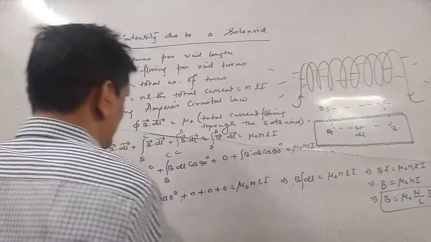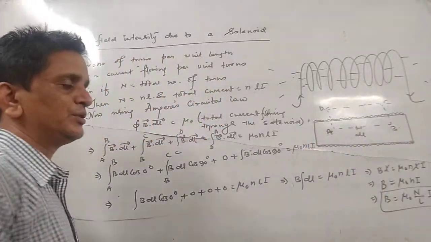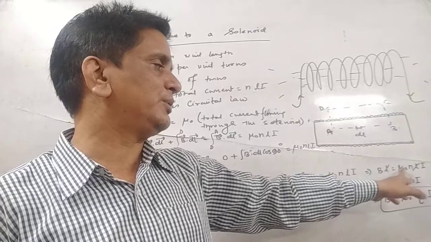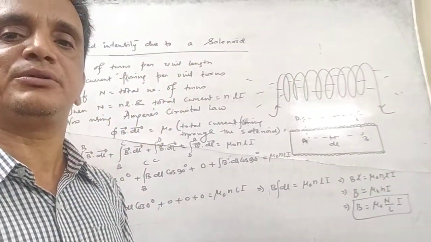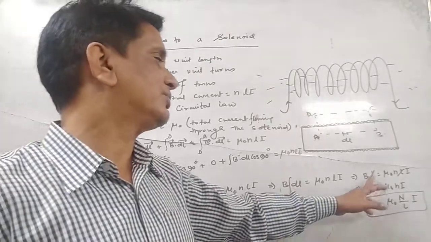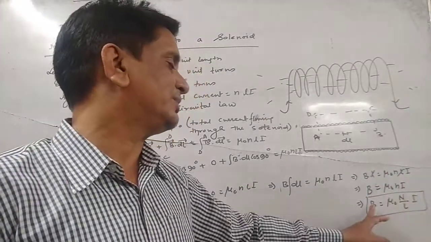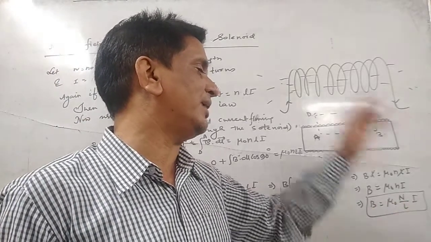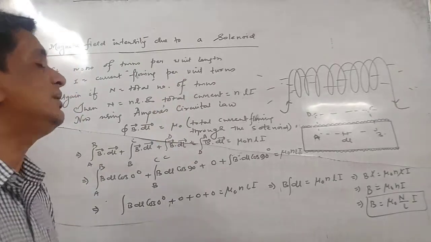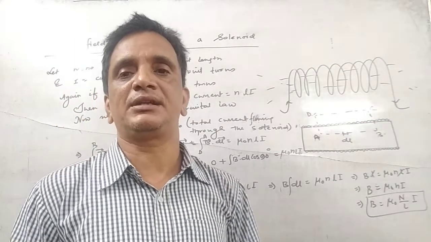Now if we convert B closed integral of dl. Integral of dl is what? Total L. So B into L equal to mu naught n L I. Is it clear? So if L will cancel out, you will get what? B equal to mu naught n I. So it implies that B equal to mu naught n by L into I. So this is about your magnetic field due to a solenoid. Is it clear?